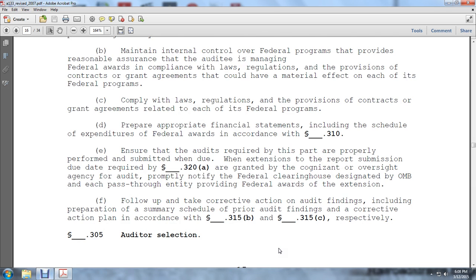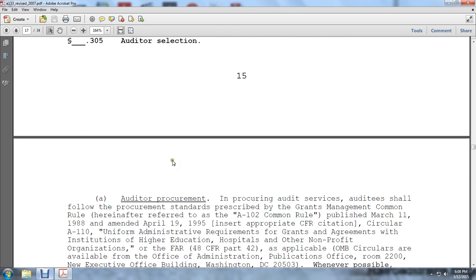Section 305, Auditor selection. Auditor procurement. In procuring audit services, the auditee shall follow the procurement standards prescribed by the Grants Management Common Rule, hereinafter referred to as the Common Rule, published March 11th, 1988, and amended April 19th, 1995, as codified in the Code of Federal Regulations; OMB Circular A-110, Uniform Administrative Requirements for Grants and Agreements with Institutions of Higher Education, Hospitals, and Other Non-Profit Organizations; or the FAR, 48 Code of Federal Regulations Part 42, as applicable.